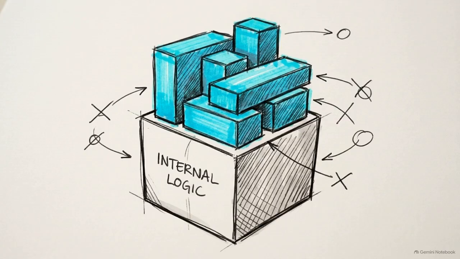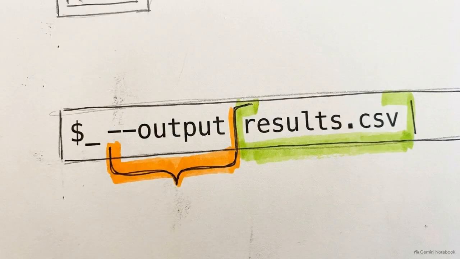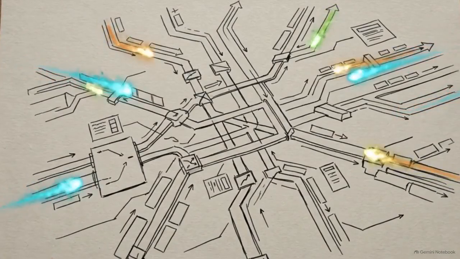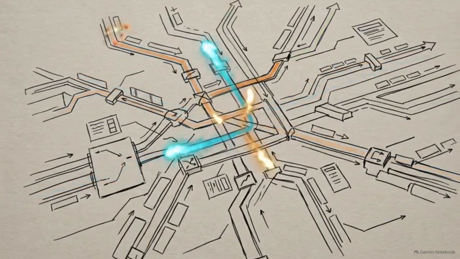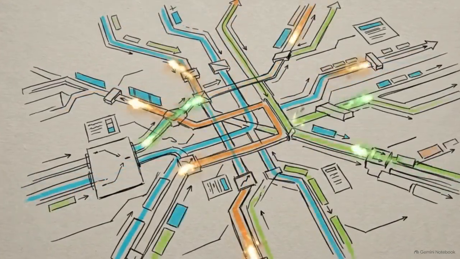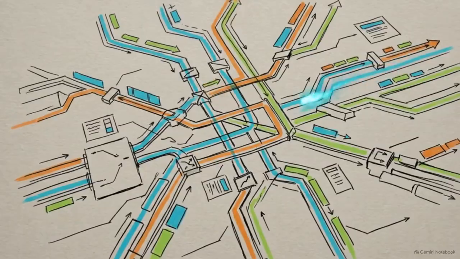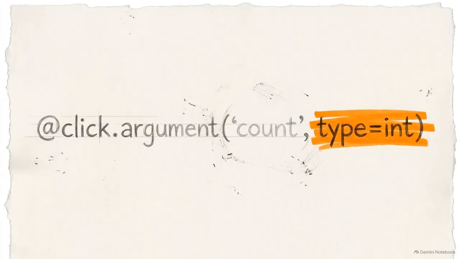Stacking these decorators allows you to define the function's external signature, while the function itself focuses purely on the internal logic. This system also handles complex cases where an option requires its own value, such as defining a specific output path for the results. By defining these relationships declaratively, you build a complex routing network without writing a single line of manual parsing code. Click handles type coercion at the moment of execution.